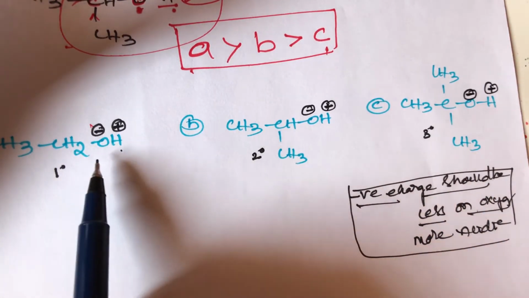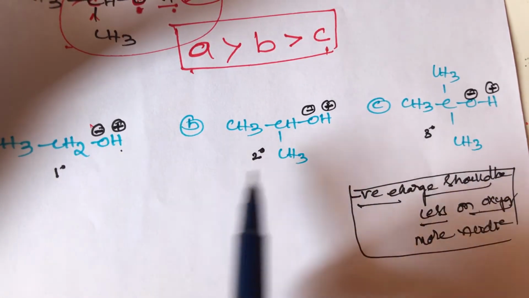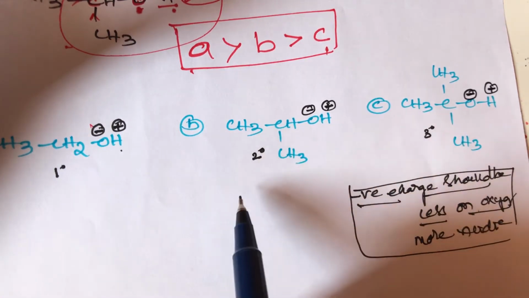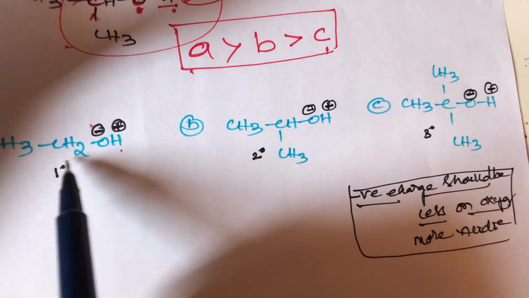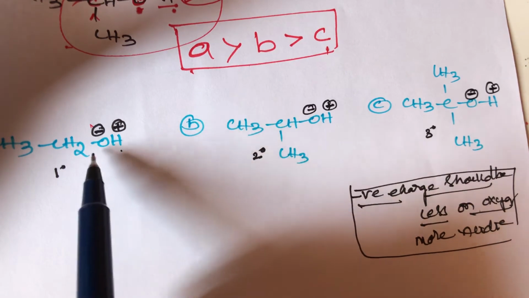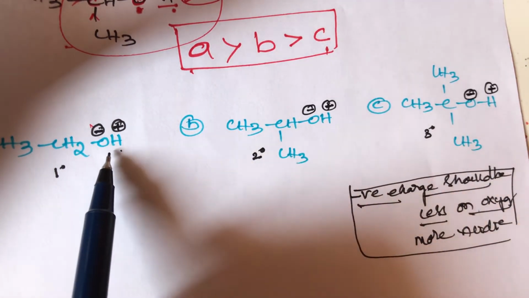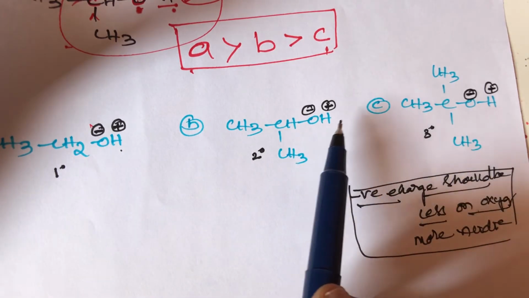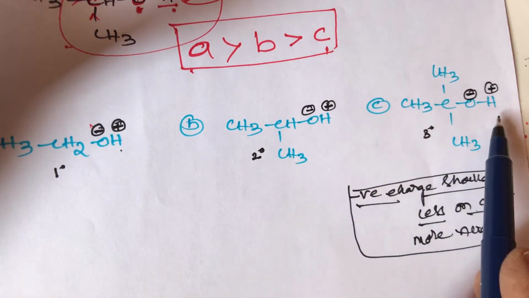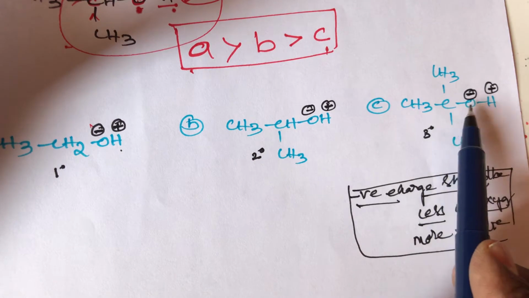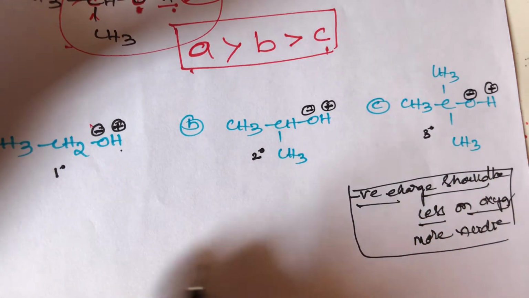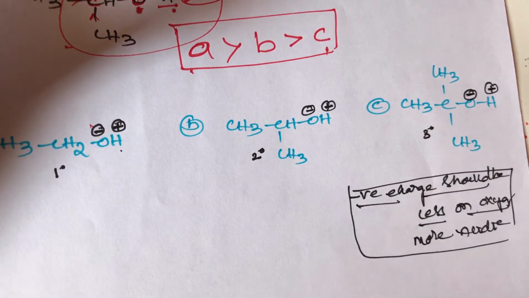So all three compounds have an OH group. The first compound has an OH group, the second compound also, and the third compound also has an OH group. In between the oxygen and hydrogen of this OH group, strong attraction is present. So out of these three, which one is more acidic?